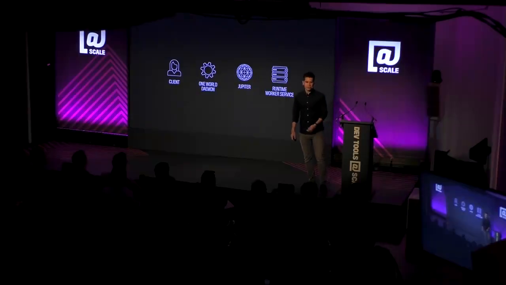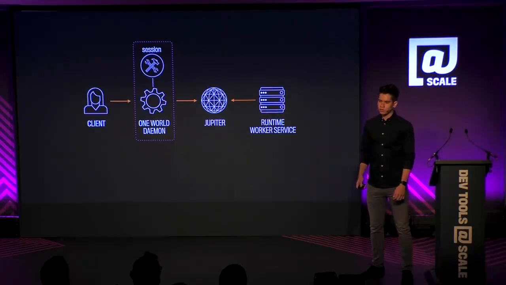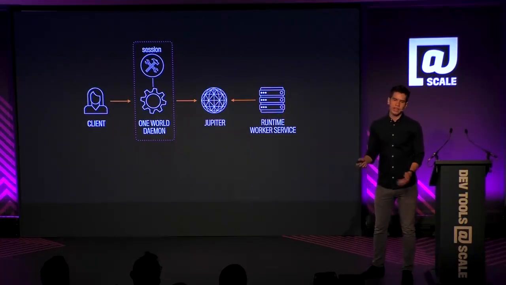So the client's on their machine, and they want to use a resource. So they will start a one-word daemon, and they start a session. So by session, we mean, for example, we want to use 20 iPhone 7. So after that's created, the one-word daemon will enqueue all those jobs into Jupyter, and the runtime worker service will constantly talk to Jupyter and get paired up together.